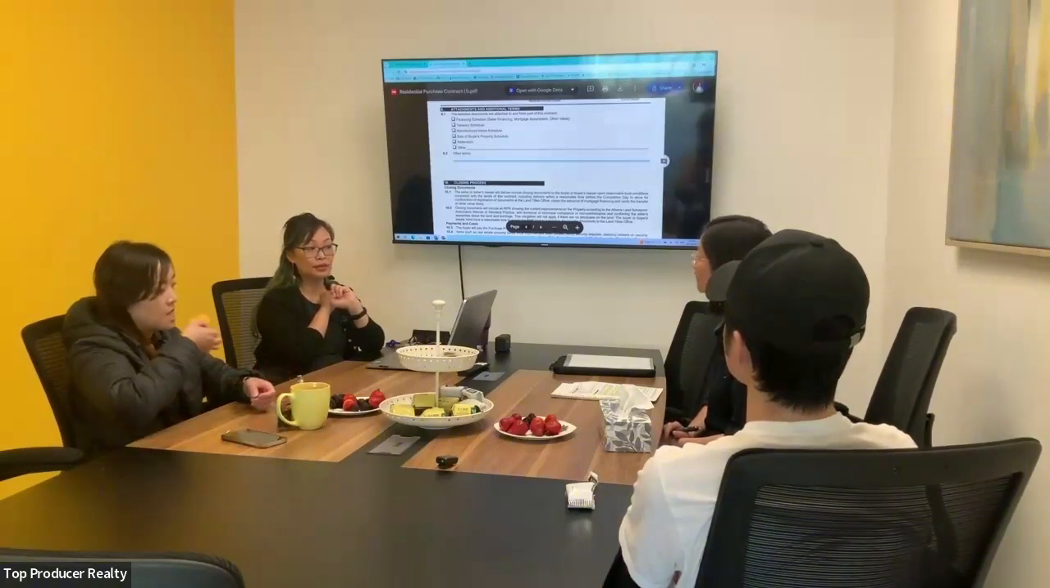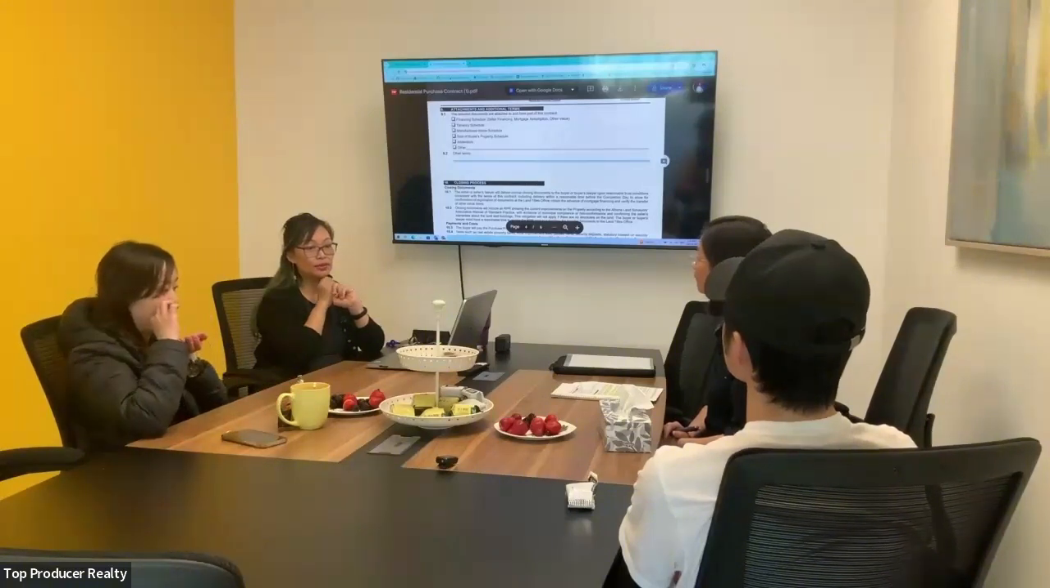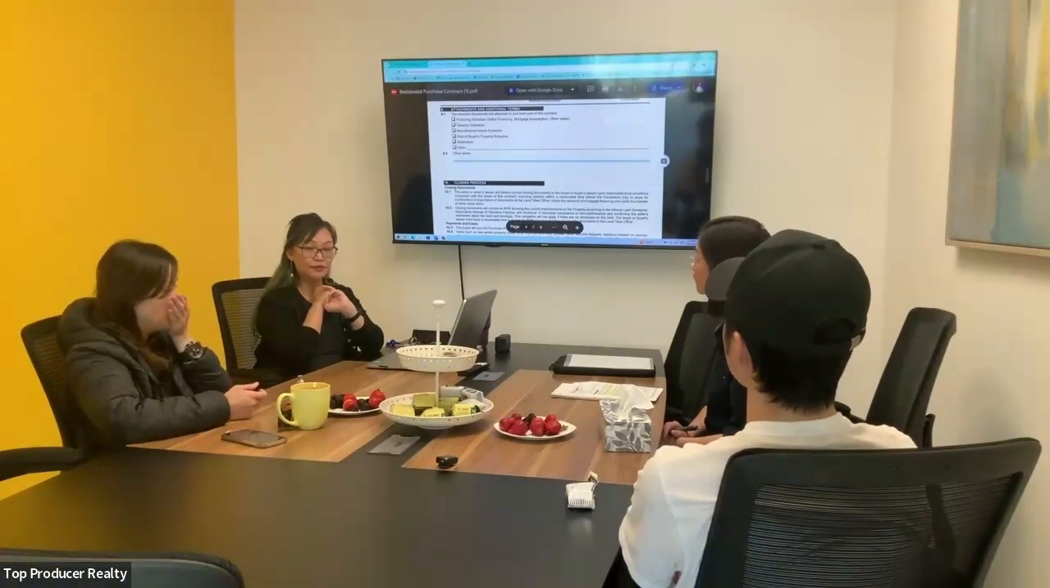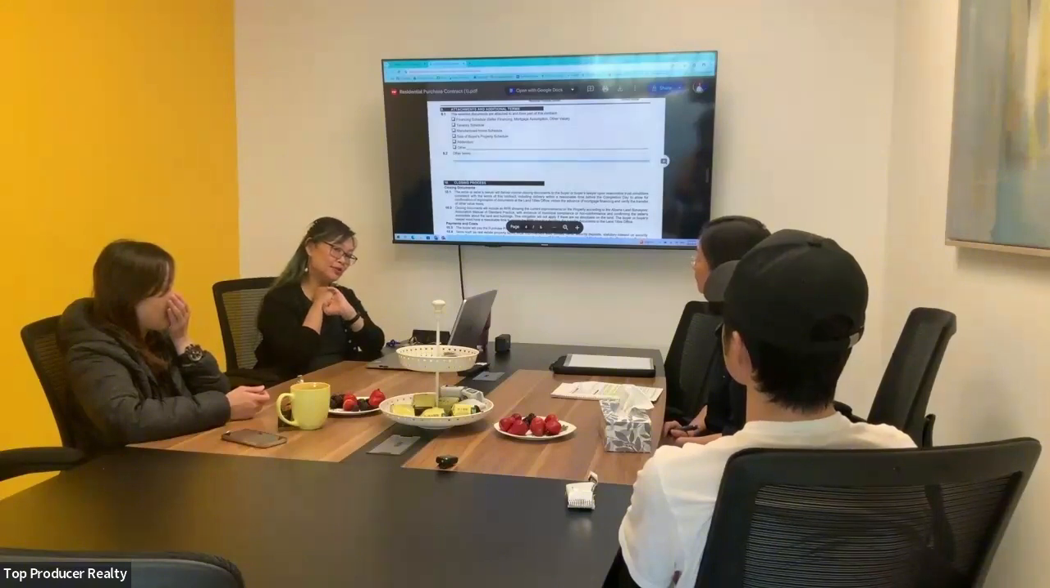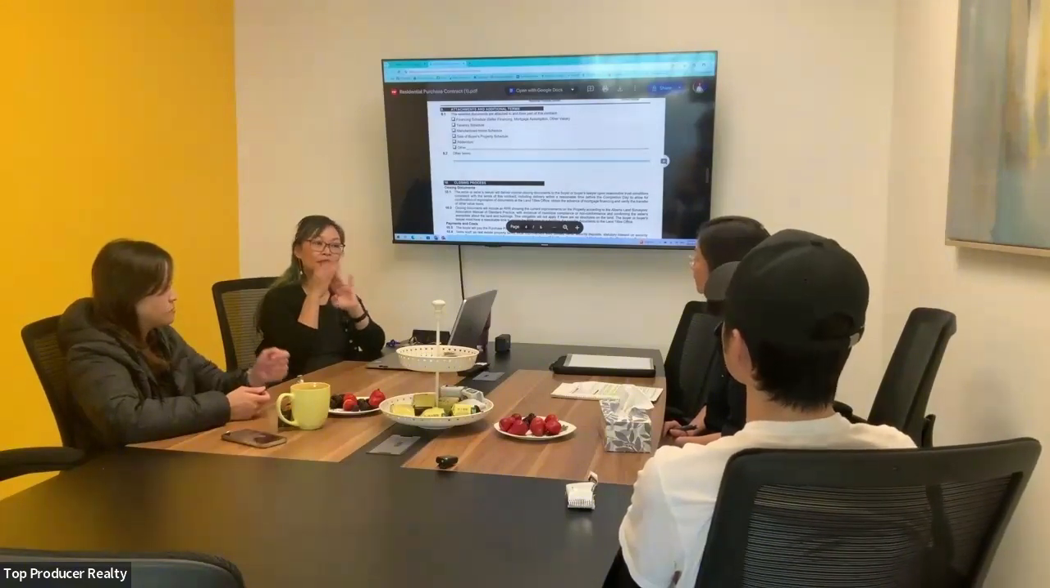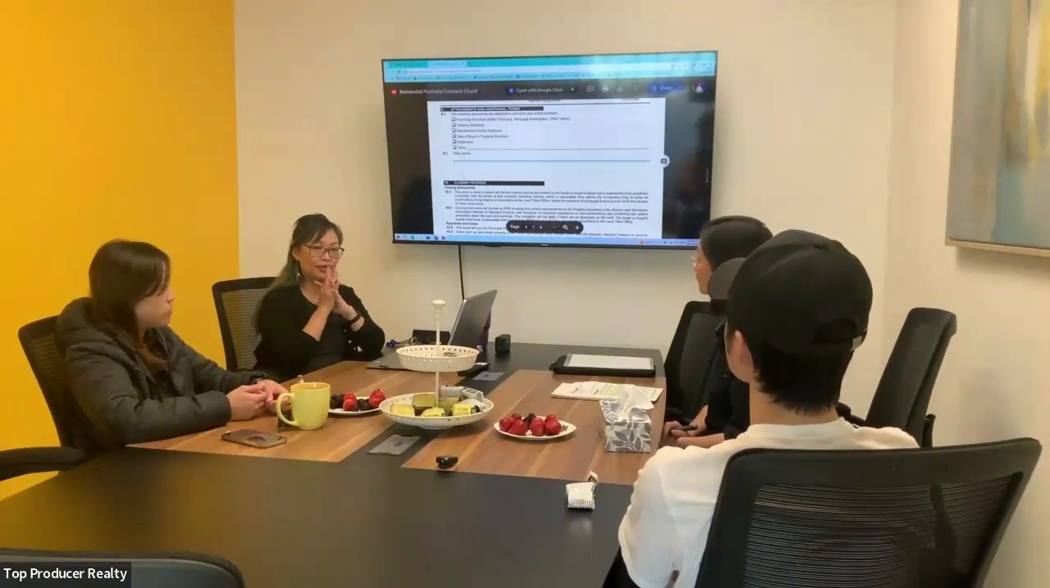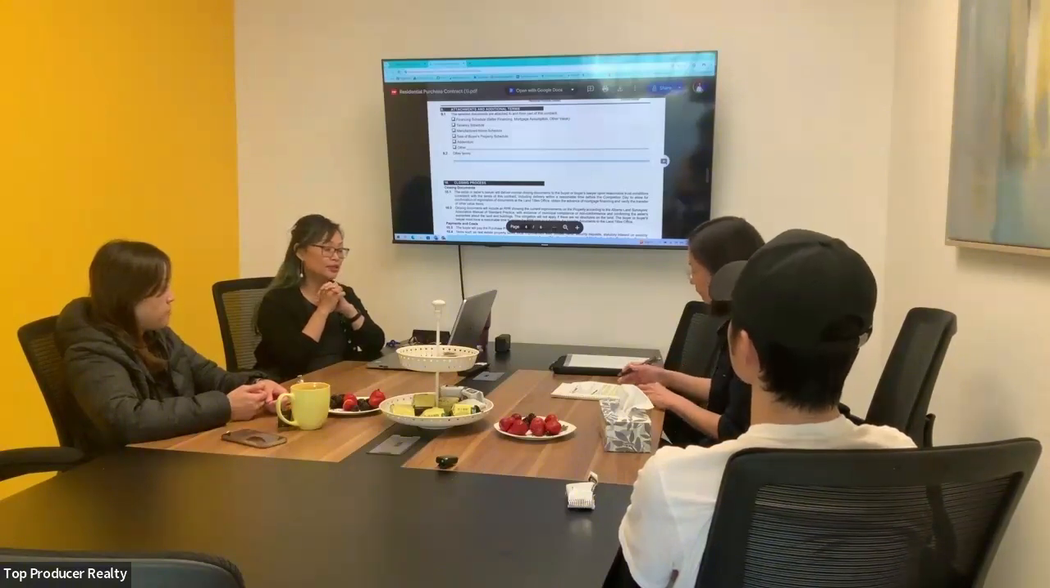Because if you don't put it in, they can reject. Come in before possession. And some people put 3 times because they want to come in and measure. So to be safe, you just write 3 times, with 24 hours notice.